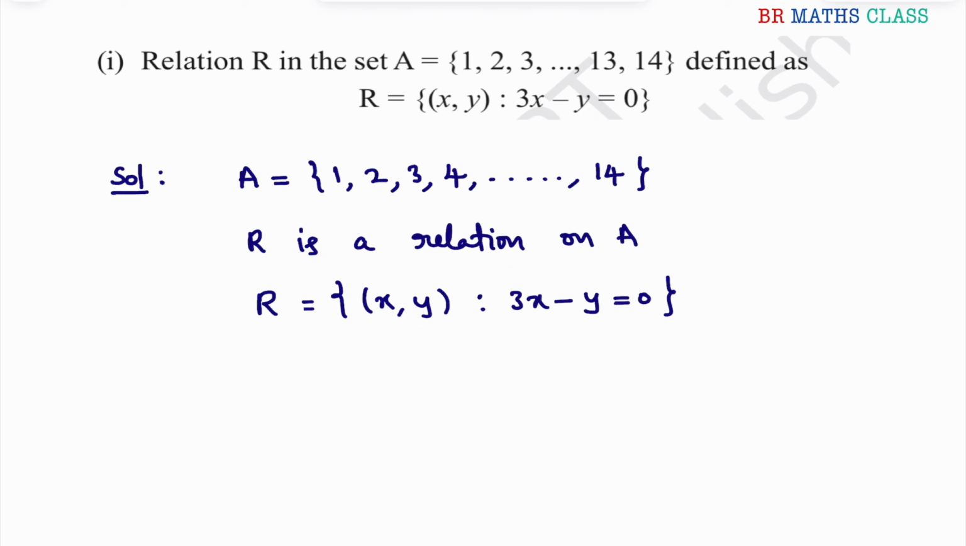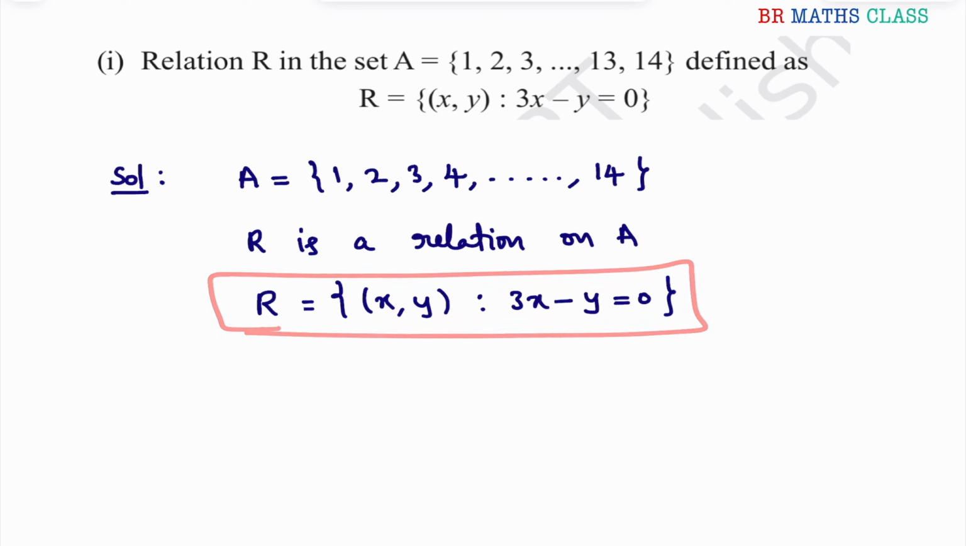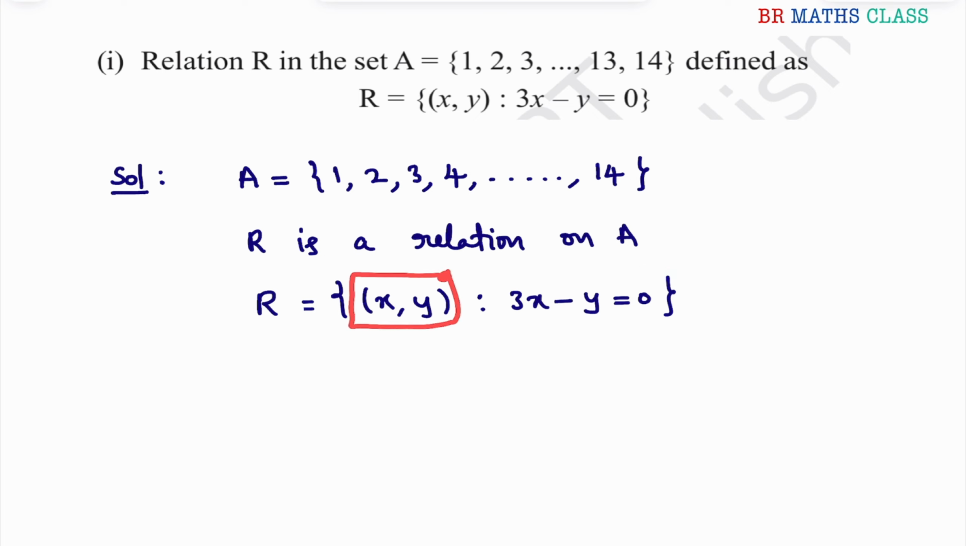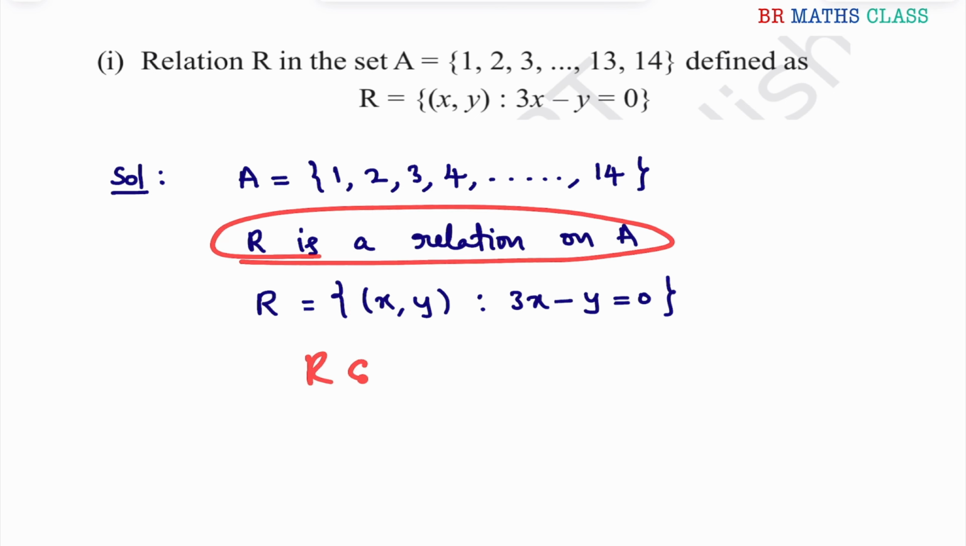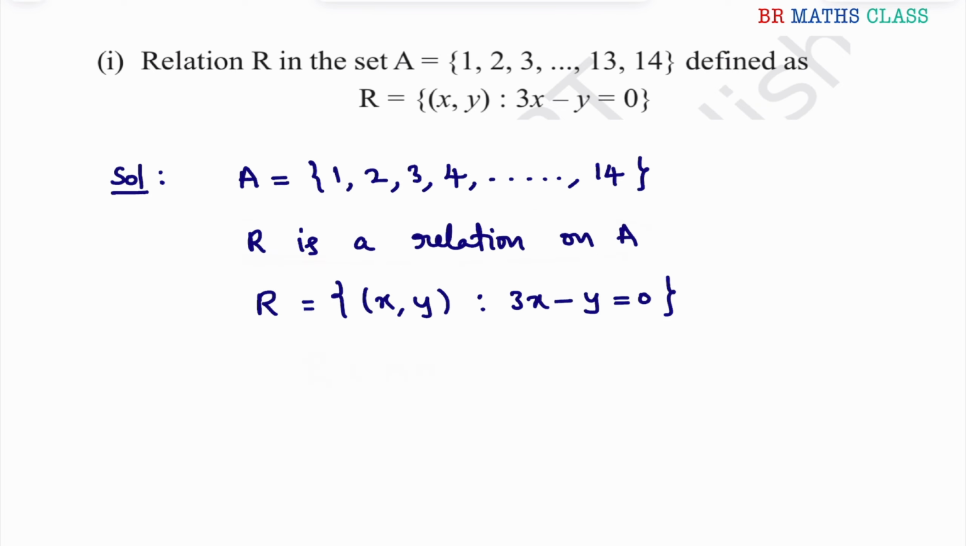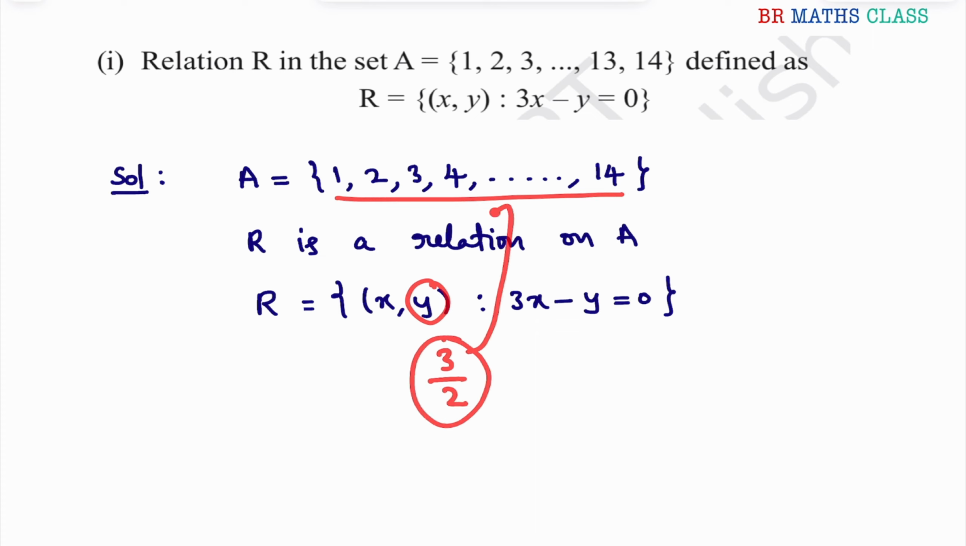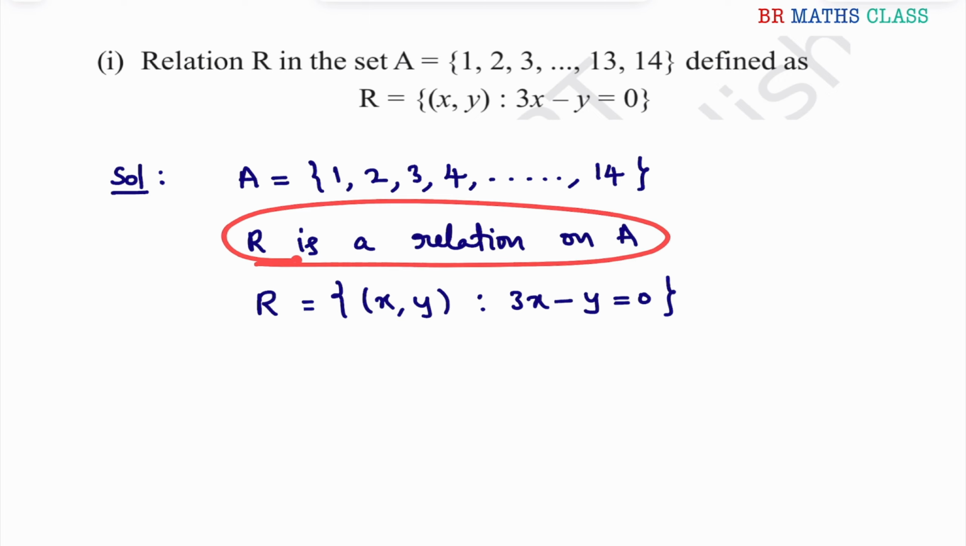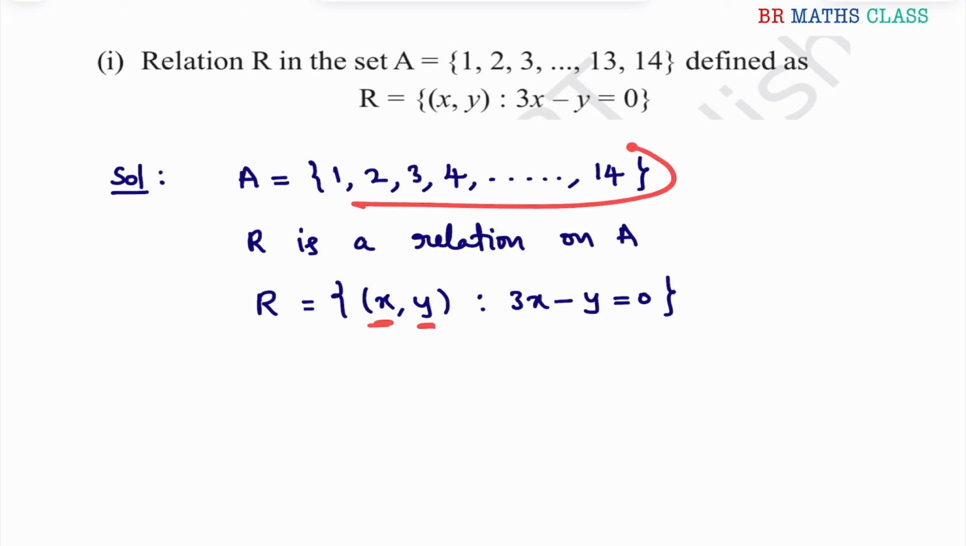Okay. To write this relation in roster method, you observe these ordered pairs. Here R is a relation on A. As R is a relation on A, R is a subset of A cross A. So here the point is x must belong to set A. y also must belong to set A. For x we can write 1, 2, 3, 4, like that up to 14. y also we can write 1, 2, 3, 4, like that up to 14. You cannot write y as 3 by 2 because 3 by 2 is not in this set A. As R is a relation on A, these two elements must belong to set A.